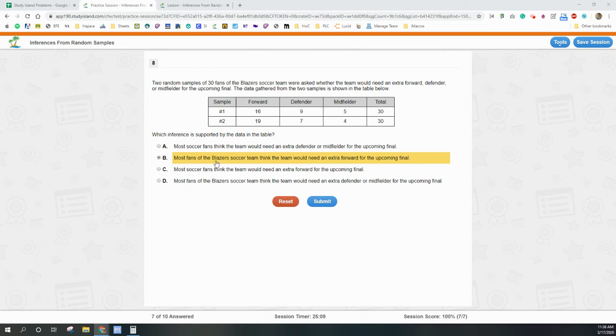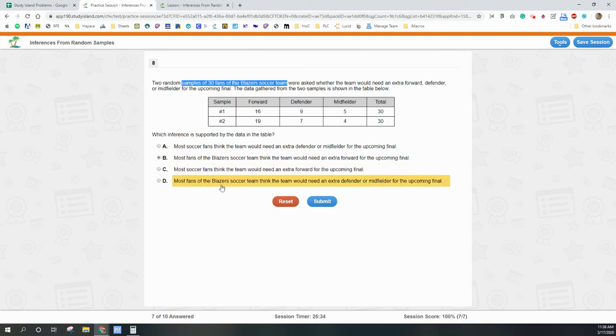B says most fans of the Blazers soccer team, and that is who was asked. Samples of 30 fans of the Blazers soccer team. Notice that C just says most soccer fans. That would include fans of other teams, and that is not the group of people that was asked. The people that were asked were only fans of the Blazers soccer team. So C is not right because it includes fans of other teams.